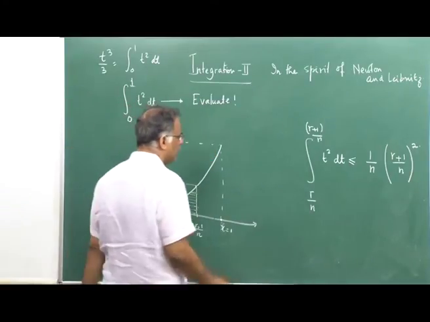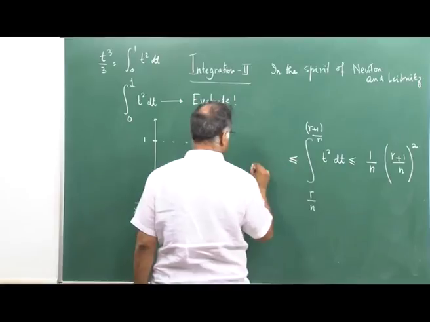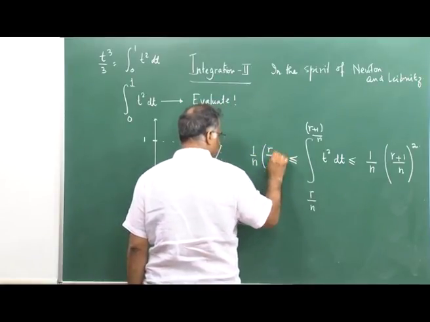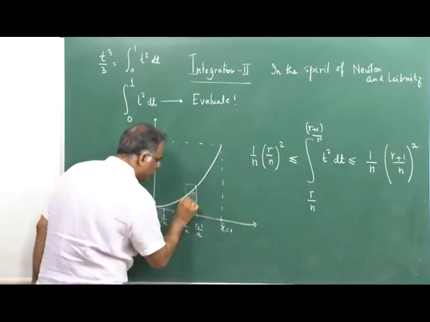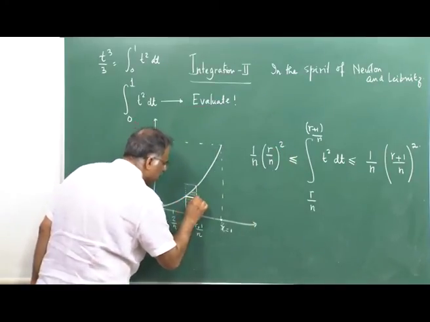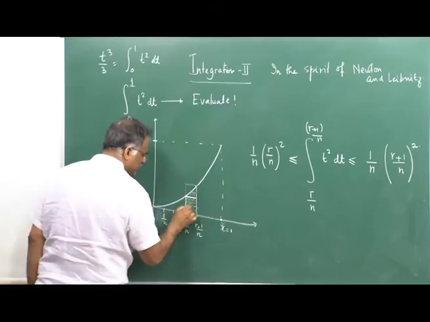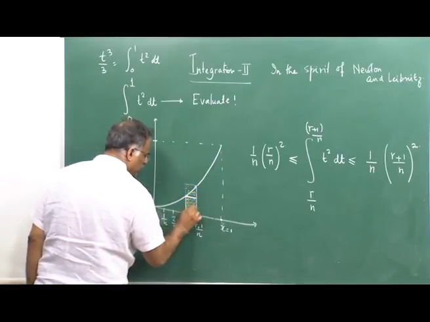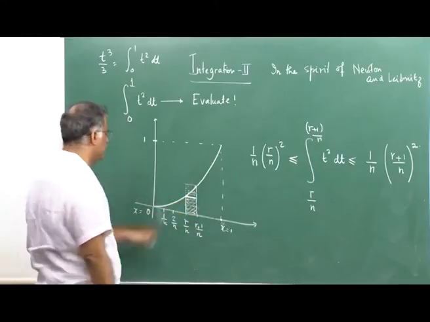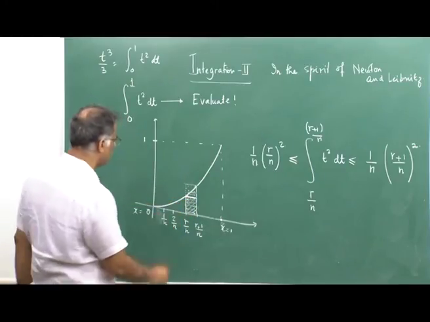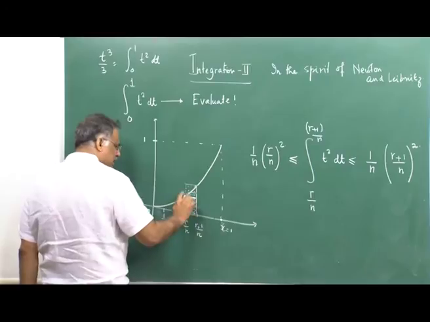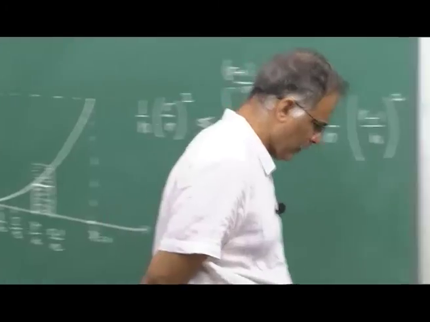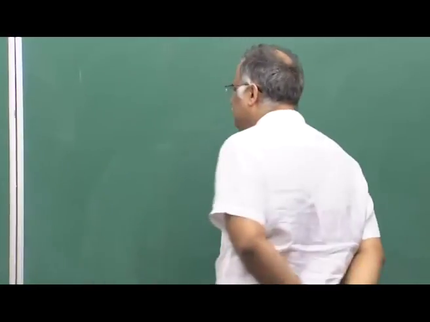Similarly, here on the other side it would be 1 by n into (r by n) whole square, because now the area we will be looking into is this rectangle. One is the upper one and one is the lower one. So, here the lowest value of the function on this range is r by n. This is an increasing function that you clearly observe.